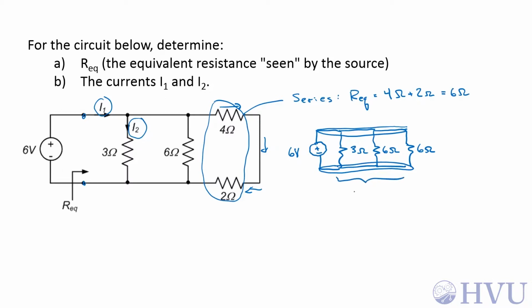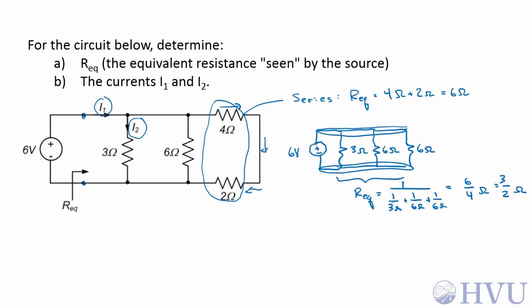So this whole section here, Req, is going to be 1 over 3 ohms plus 1 over 6 ohms plus 1 over 6 ohms, which is 6 over 4 ohms, or 3/2 of an ohm.